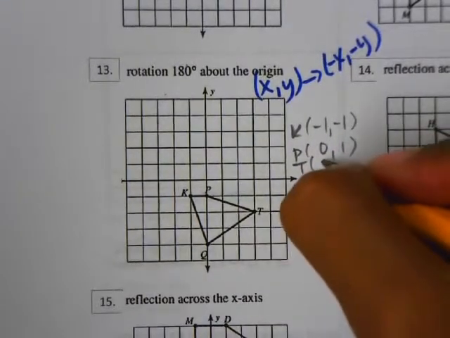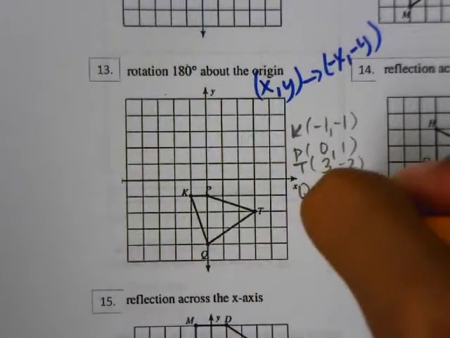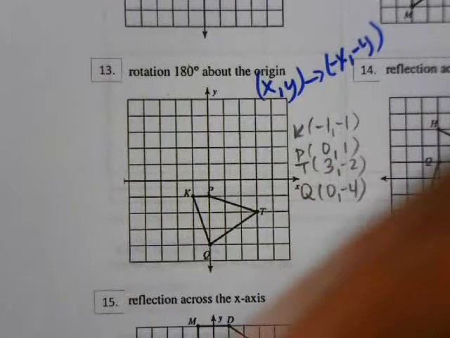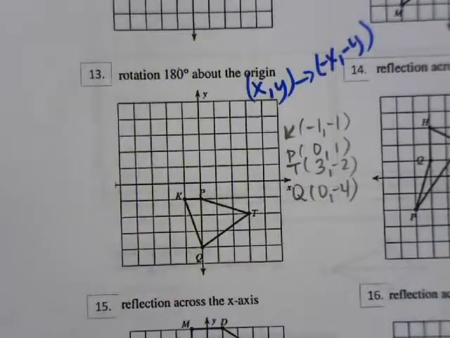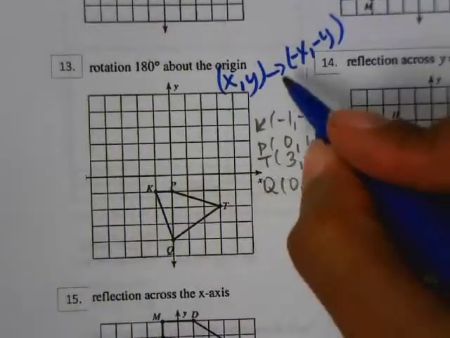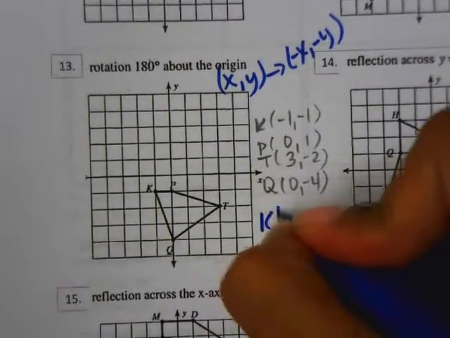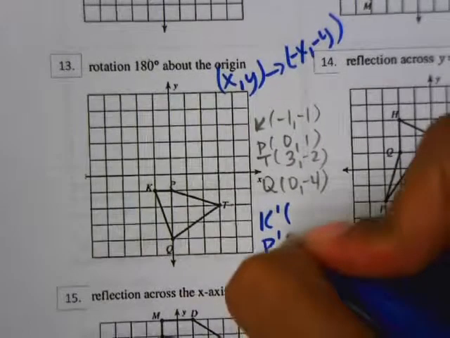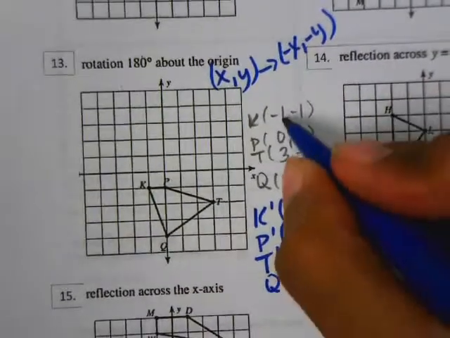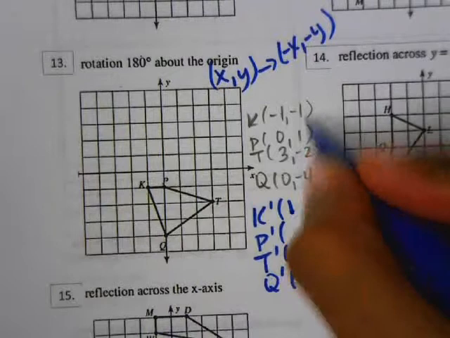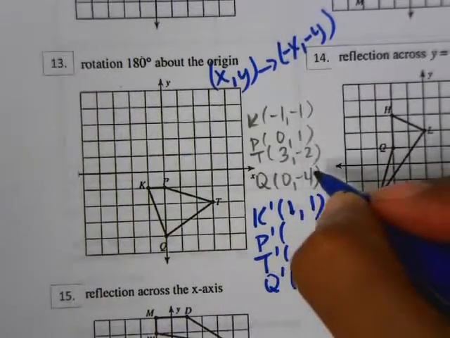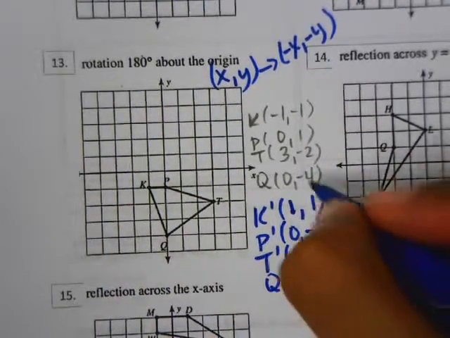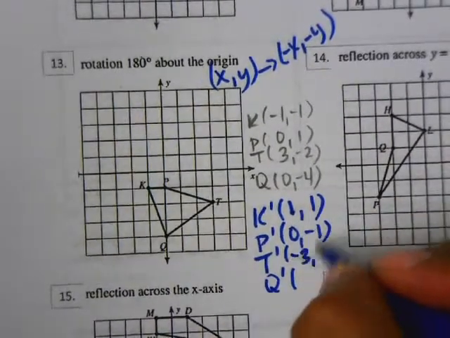Alright? Now, let's find where the new ones need to go. And we're going to use this rule. So K prime, P prime, T prime, and Q prime. So -1 is going to become +1. -1 is going to become +1. 0 is going to stay 0. And 1 is going to become -1. 3 is going to become -3. And -2 is going to become 2. 0 is going to stay 0. And -4 is going to become +4. Alright?